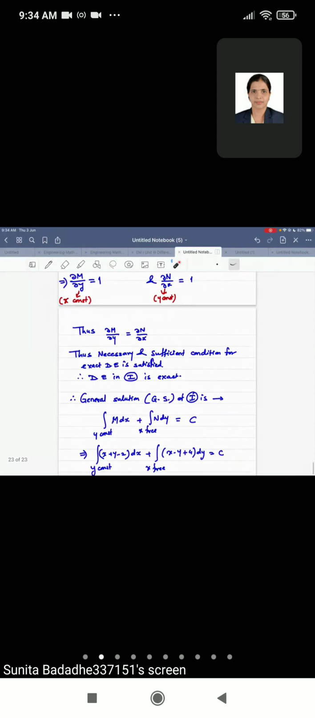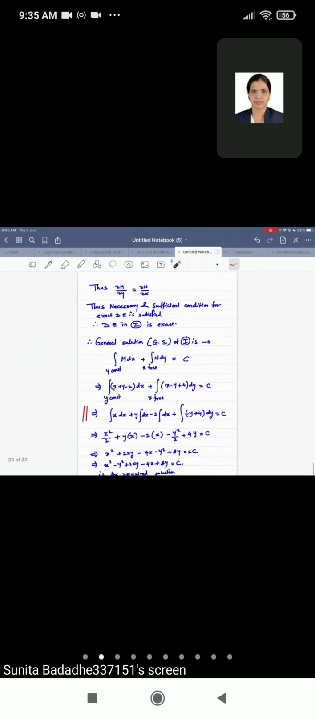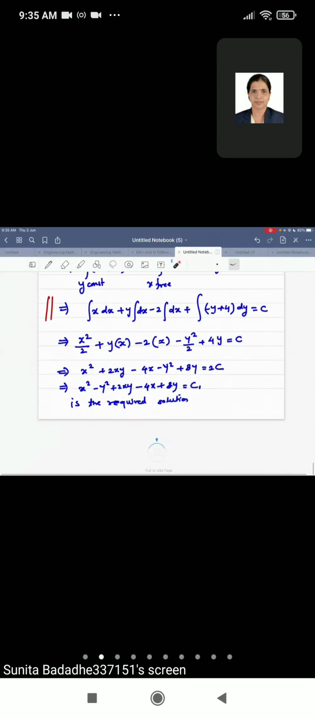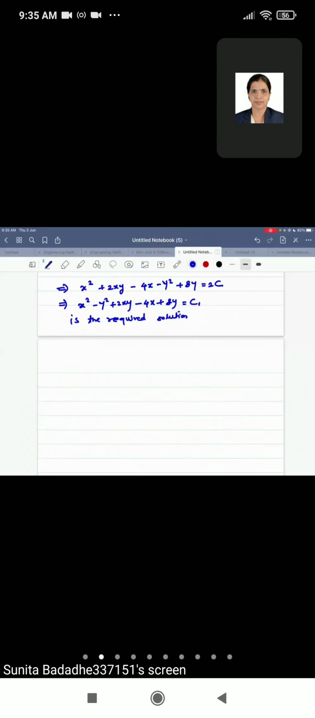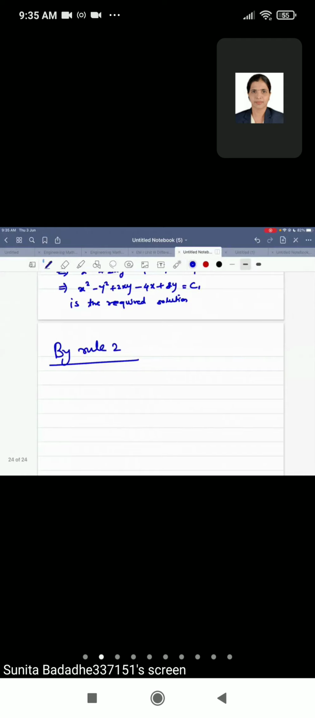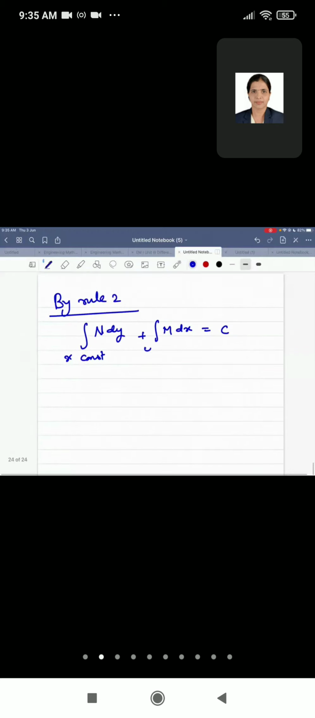So here, if you solve it by rule 2, then also you'll get the answer. If you want me to solve it by rule 2, for a few questions both rule 1 and rule 2 work and it becomes easy, and for few questions one particular rule becomes easy. So N dy, here x is constant, plus M dx equal to c. And here the term must be free from y.